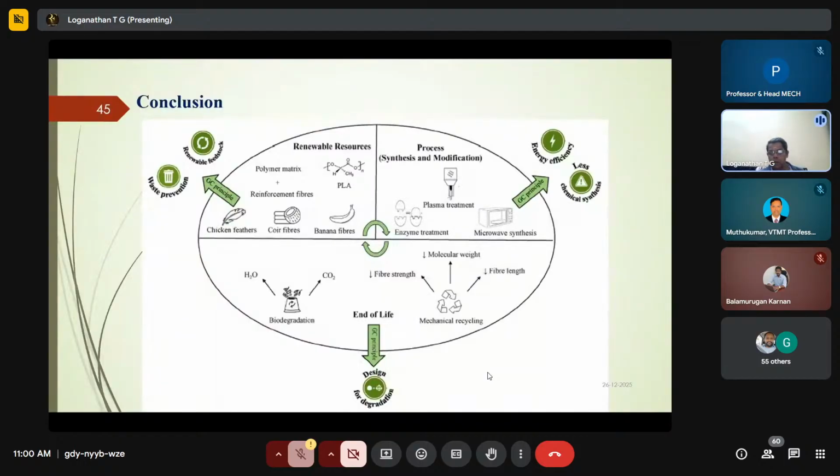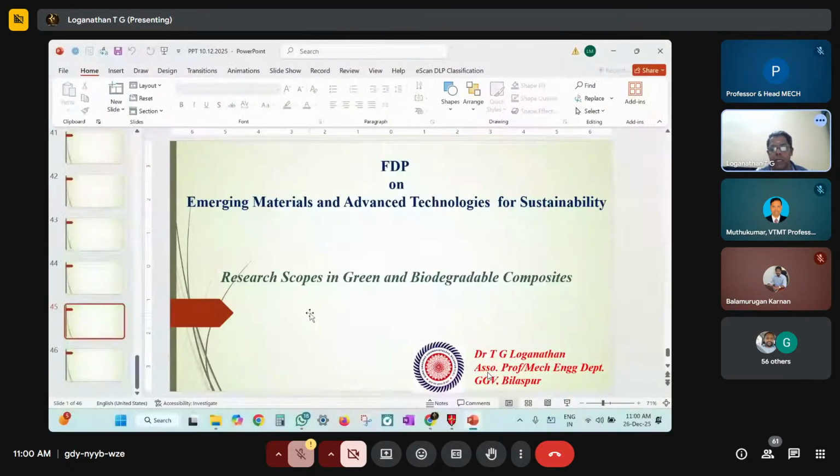So with this small overview of biodegradable biocomposites, I expect the people of this forum to encourage the students of your group or your scholars to work on this type of material, which is going to be fruitful in the future as well.